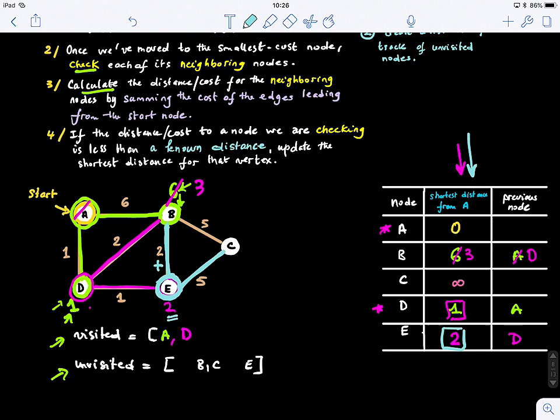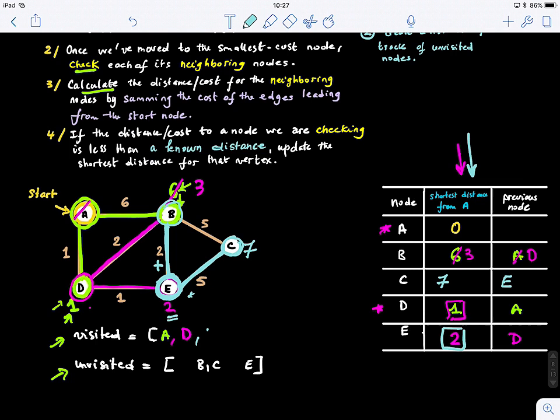Now I look at C. C, what does it have? It's infinity, right? So any value I can put there, so I can replace it. So it's 2 plus 5, so I put 7 here, okay? So it means that C has 7, and it's coming from which node? The previous node? It's from E, okay? Now, I have visited all the neighbors of node E, so E is visited.